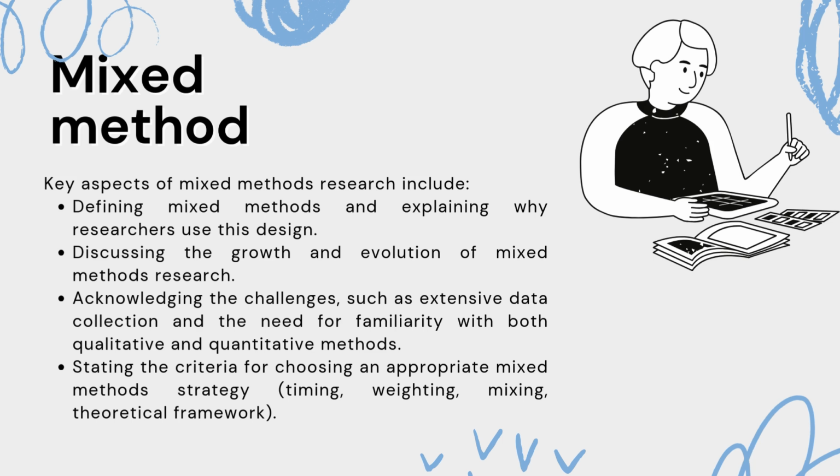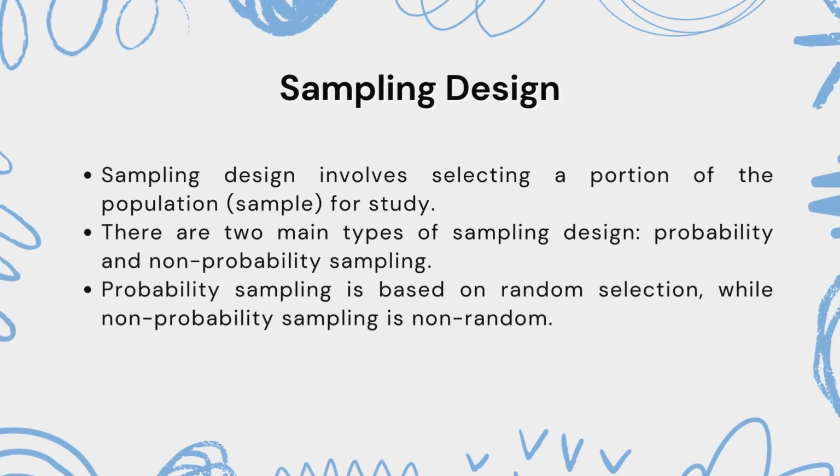Here are some key aspects of mixed method research methodology. Sampling design. Sampling design involves selecting a portion of the population for study. There are two main types of sampling design, probability and non-probability sampling. Probability sampling is based on random selection while non-probability sampling is non-random.